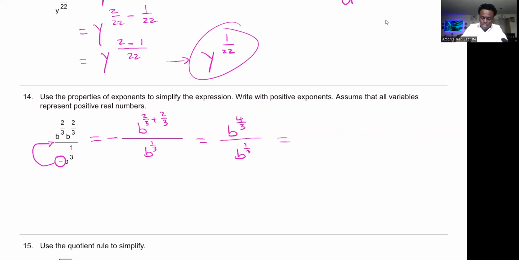And then next side. Now I have one base on top with an exponent, one base in denominator as an exponent. I can write it as one base, and then the top fraction minus the bottom. And then b now becomes, denominator 3, 4 minus 1 is also 3. So that's b to the power 3 over 3. 3 over 3 is 1. So my answer is b to the first power, or just b. So that's just it.